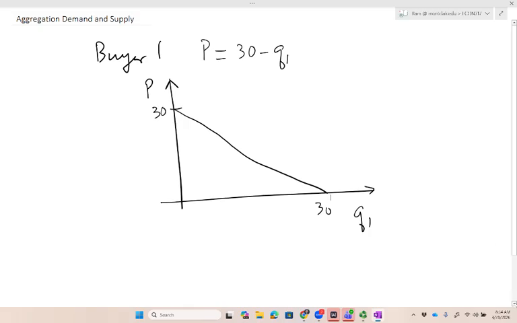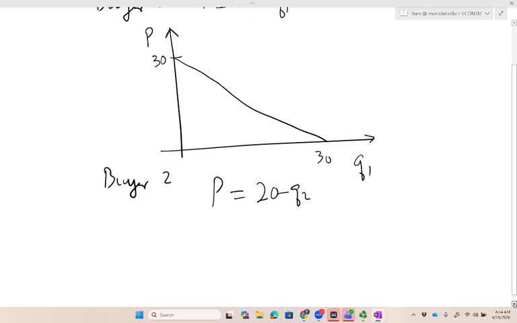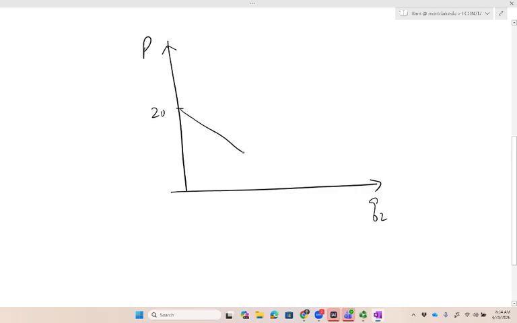Now I go to buyer 2, and the demand is given by P equal to 20 minus Q2. With this now I can find out the graph for the demand, again price on the vertical, quantity on the horizontal, and this time the intercept would be 20 and 20.